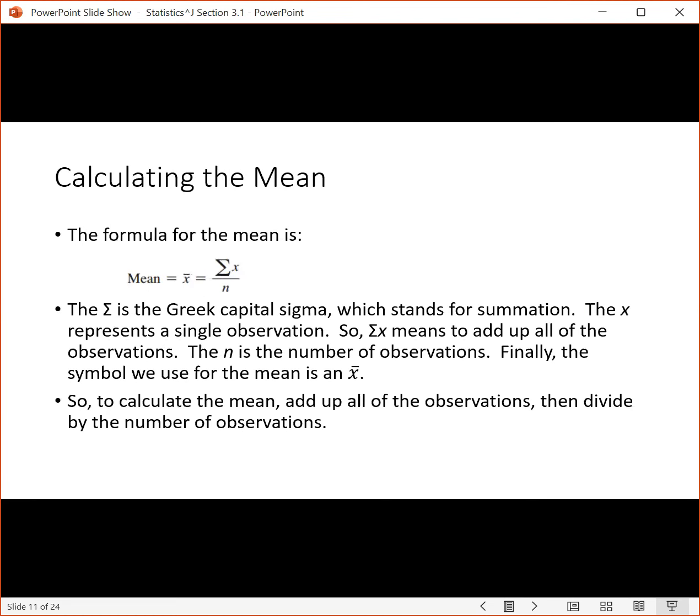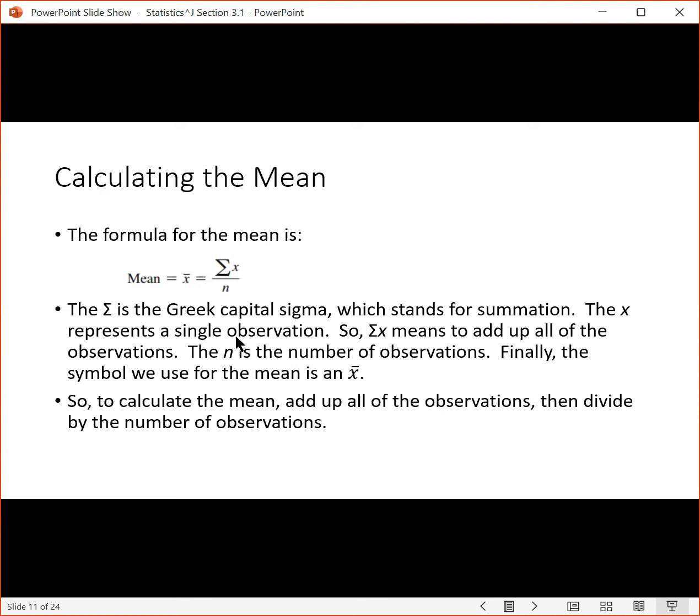Okay, so calculating the mean. There is a formula for the mean, and it's presented there. Let's go through some of the aspects of the formula. There's this symbol, the Greek capital sigma, right here. What that stands for is summation. So this is telling us to go through and sum, and it's telling us to sum this thing that's next to it.